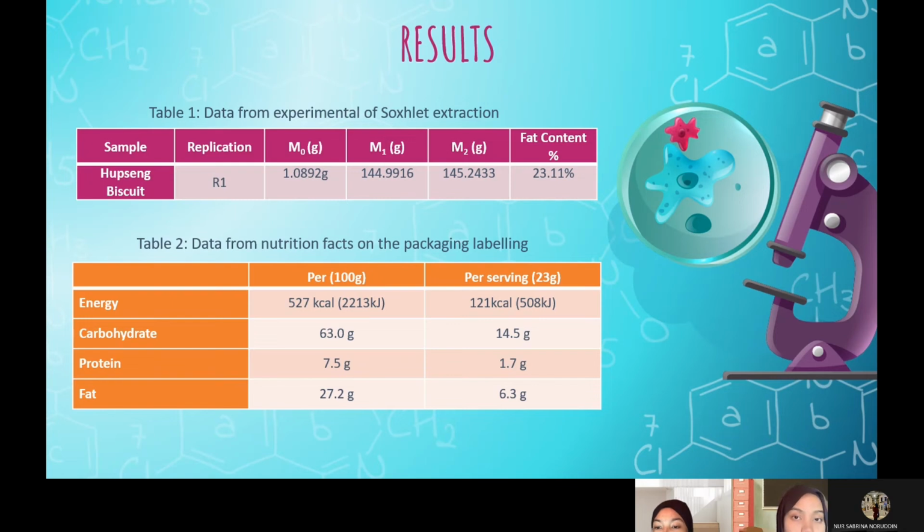So here we have 1.0892 gram for M0, and the second is 144.9916 for M1, and the last is M2, we got 145.2433. So when we calculate, we got for fat content 23.11%.